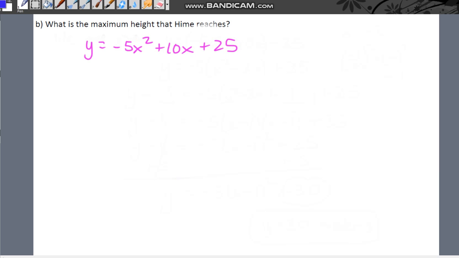Another way you could find the maximum height is this formula. If you want to find the maximum or minimum of a parabola, you just calculate x equals negative b divided by 2a. This one is really easy. You just need to identify what a and b are. You don't even need c actually. So a is negative 5, b is 10. So what we can do is just plug it in.